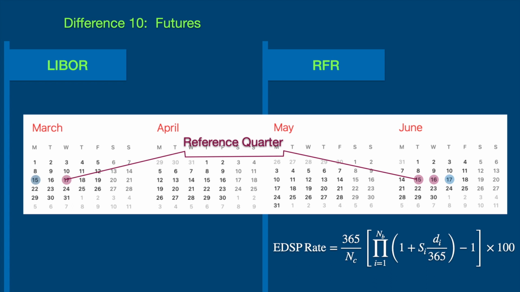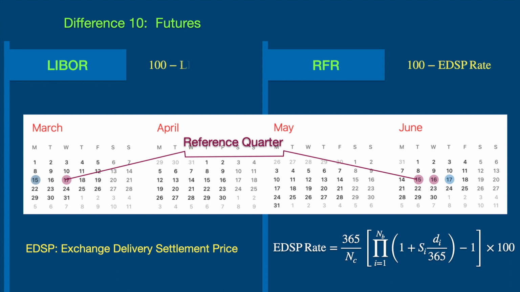And by the way, the monthly futures contracts on some of the exchanges use the simple interest calculation approach in contrast to the compounding. EDSP means exchange delivery settlement price, and the future price will just be 100 minus this price. This is similar to how the LIBOR futures are quoted, so EDSP is the RFR equivalent of the LIBOR.